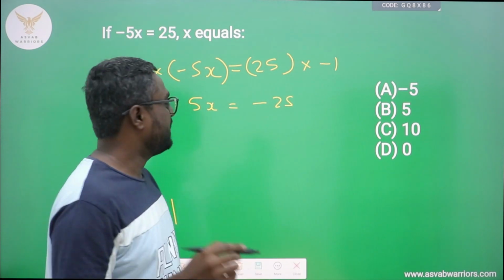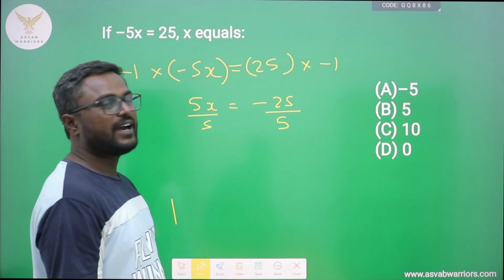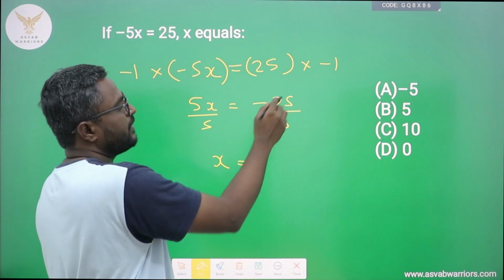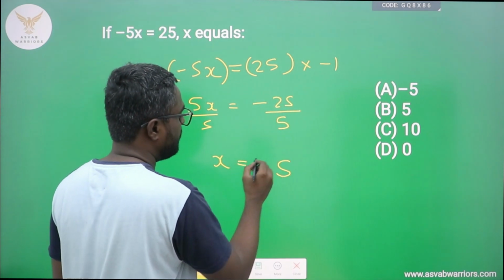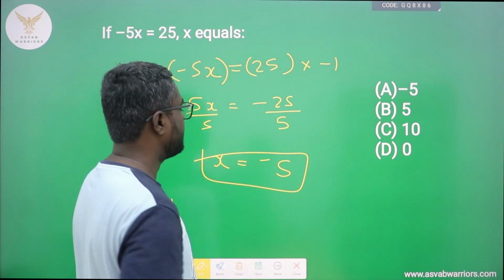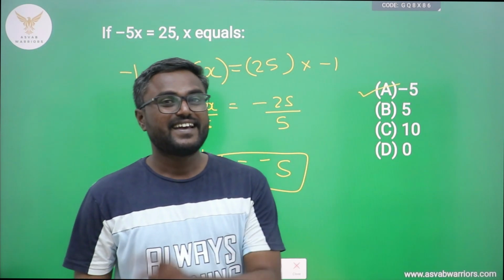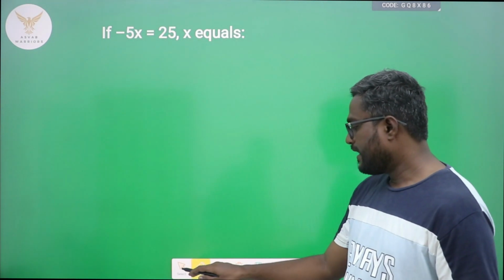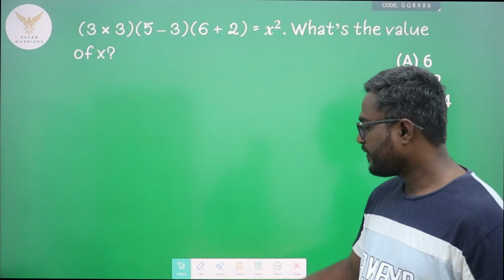Now you guys can divide both the sides by 5. So what do we have? 5 divided by 5 is nothing but x. 25 divided by 5 is nothing but 5, and the negative sign remains as it is. So x is nothing but negative 5. So option A is correct. I hope you got both the methods of doing it. Now let us move on to the next question.